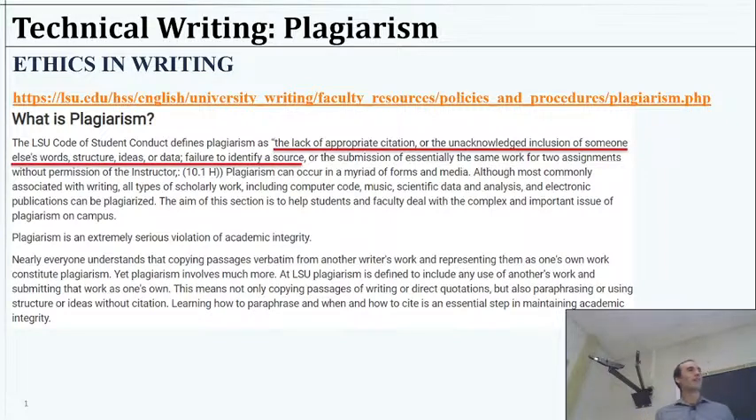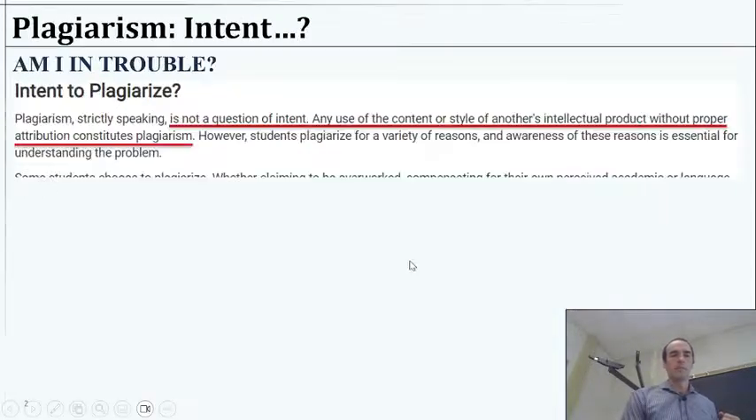Of course, that's pretty obvious. But anytime we are making a claim like that, that is technically plagiarism if we don't put that. Okay, so I'm going to submit plagiarism violations for everybody. No, not at all. The practice here is to build this up to recognize what's going on. What does this mean? The official policy you can see here, and I just highlighted this: lack of appropriate citation or the unacknowledged inclusion of someone else's words, structure, ideas, or data, failure to identify a source, and it continues.